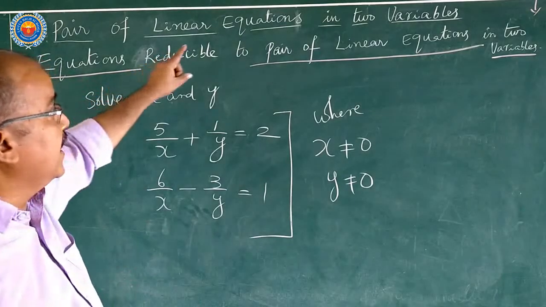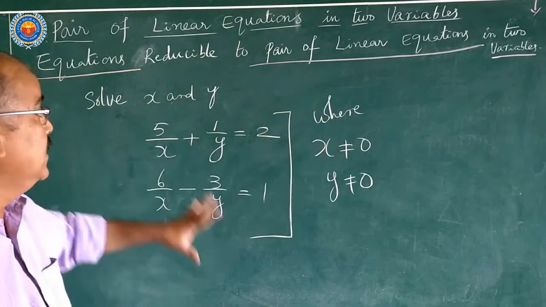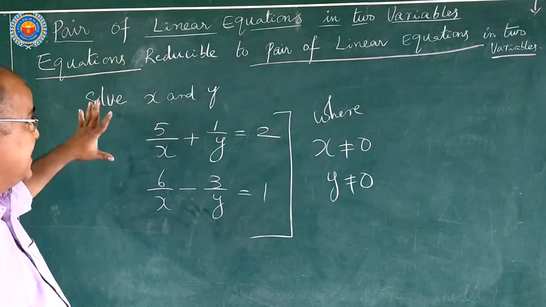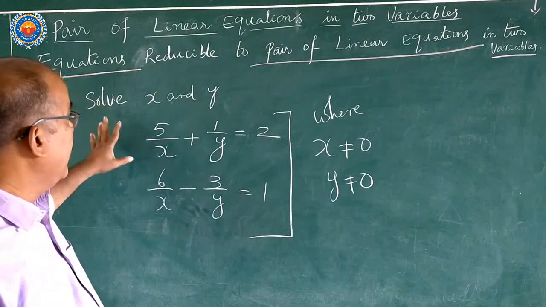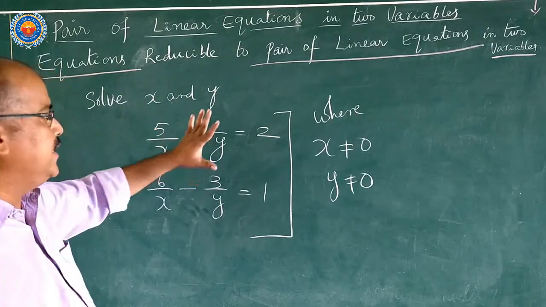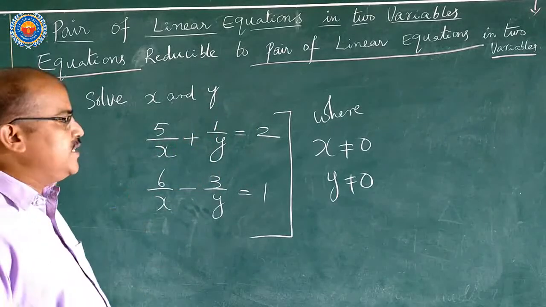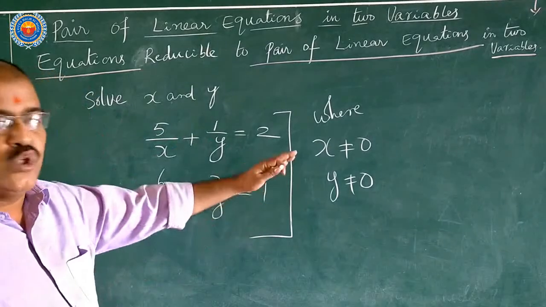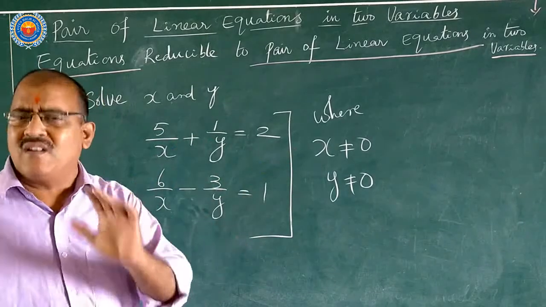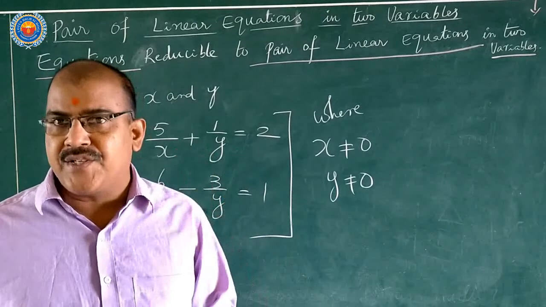Equations reducible to a pair of linear equations in two variables. The equations are given. This is question number 1. Solve for x and y: 5 by x plus 1 by y is equal to 2, 6 by x minus 3 by y is equal to 1, where x is not equal to 0, y is not equal to 0. These two are not linear equations in two variables. This is just a normal equation.